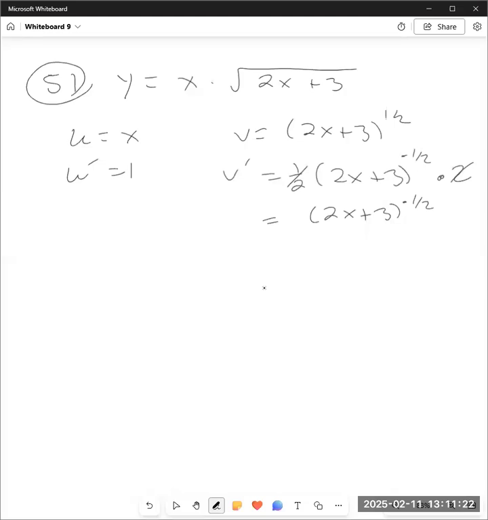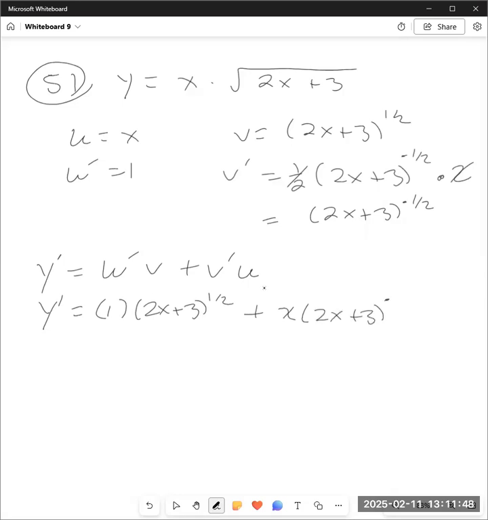I want to leave everything in exponential form right now for the sake of factoring. y prime is going to be u prime v plus v prime u. So y prime is going to be 1 times (2x + 3)^(1/2) plus x times (2x + 3)^(-1/2). I see a common factor of (2x + 3)^(-1/2). That's my smallest exponent on something that has a common base.